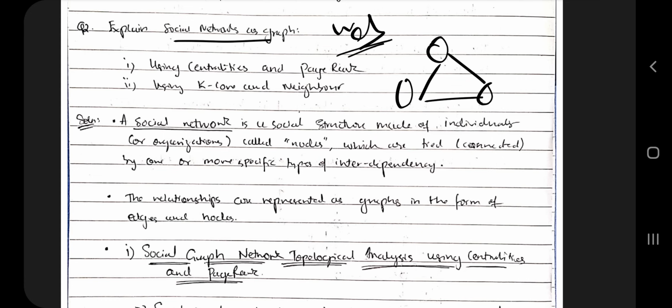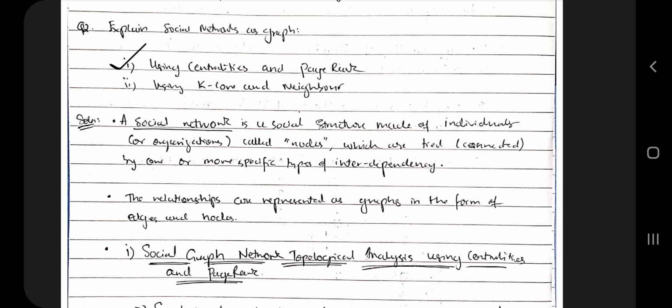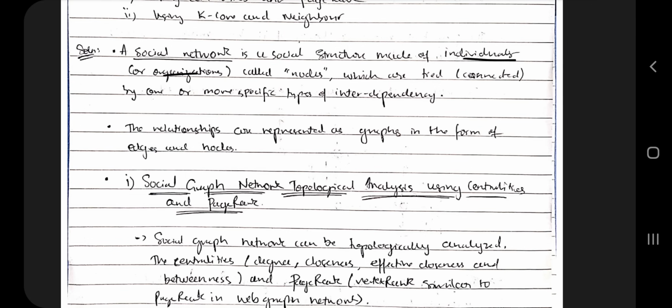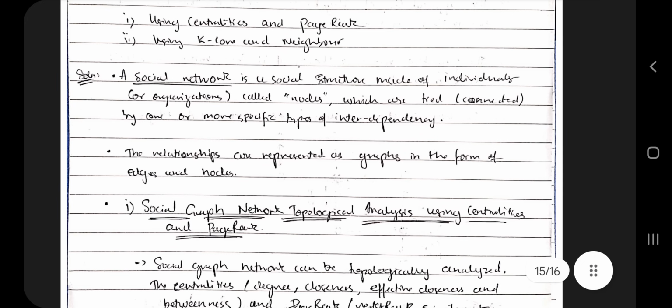In the social network as a graph, you have two techniques: using centralities and the page rank, and using K-core and the neighbor. The social network is made up of individuals or organizations called nodes. The nodes are connected with other nodes, which is interdependency, and the connection between nodes is done by edges. Just like in social media, people are connected with each other, and each person is a node and the connection is the edge. Like that here also we have two techniques, using centralities and the page rank, and K-core and the neighbor.